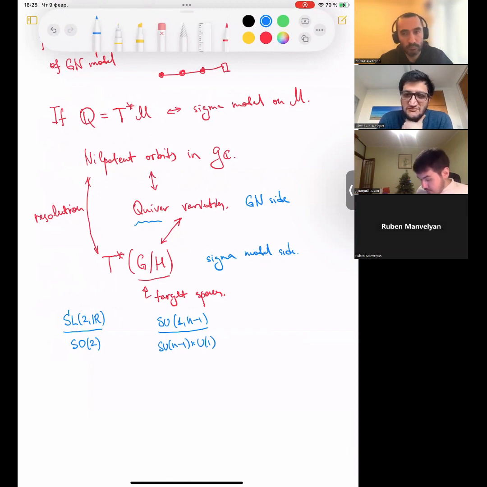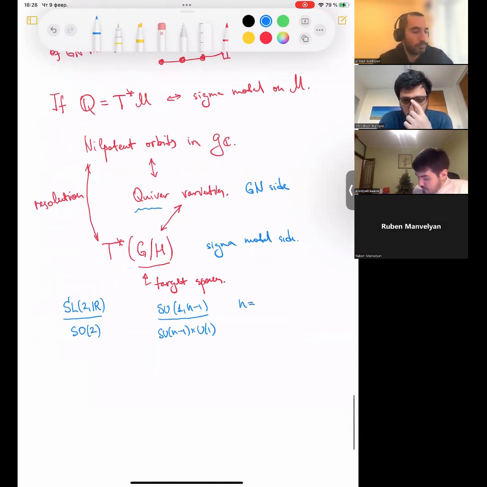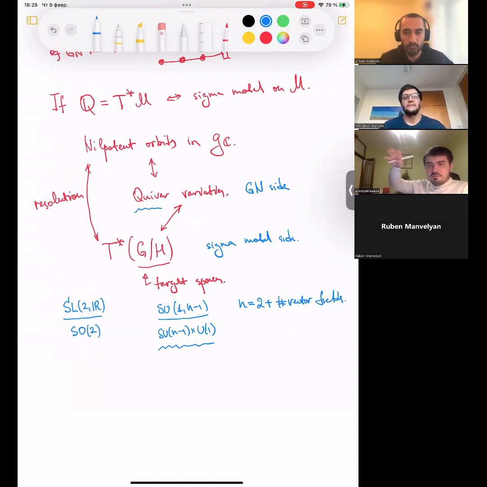So n is 2 plus the number of vector fields. And this is like projective space, just with a Bergman ball or whatever. It's a projective space of negative curvature.